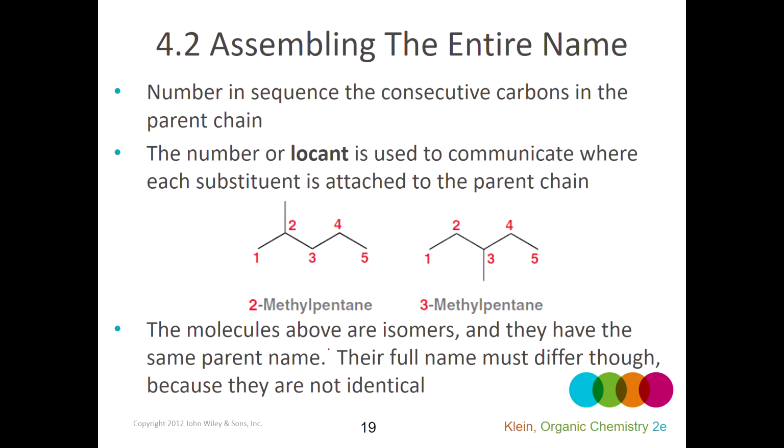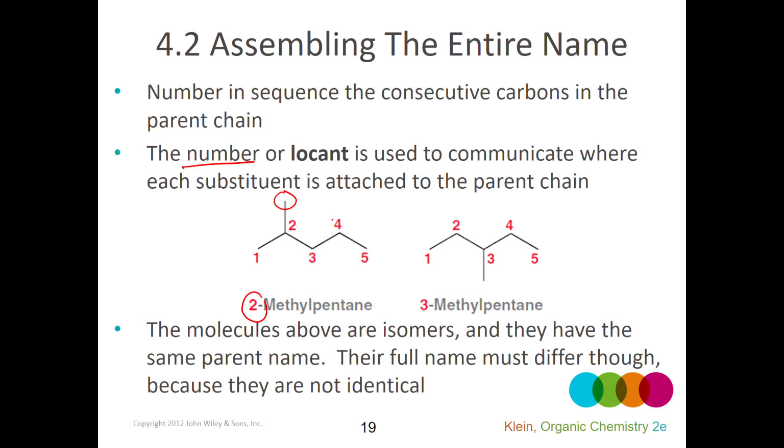And so the next step involved in this process is assembling the entire name. So once we can name the parent chain and we can find the substituents and name all the substituents, the next thing we have to do is make sure that we number the parent chain so that we can get numbers to communicate where on the parent chain our substituents are connected. Right, so this molecule here is clearly different from the other one. If my methyl group's connected to the second carbon in, it's different structurally than if it were connected to the third carbon in. That means these 2 compounds are constitutional isomers or isomers. They have the same formula, same number of carbons and hydrogens, but they're connected differently.